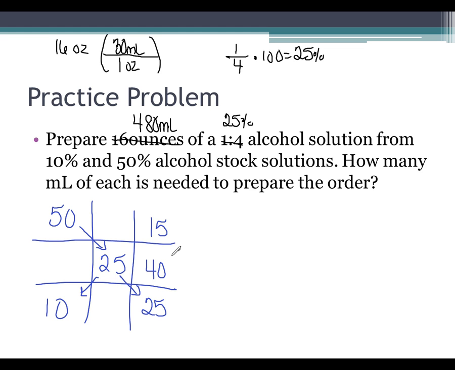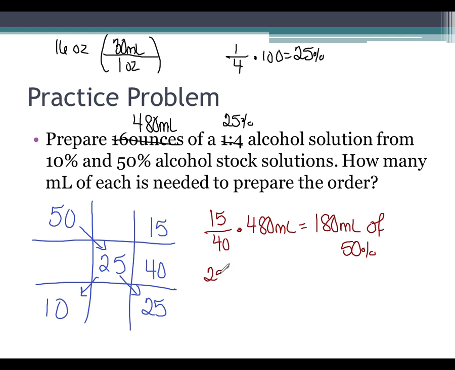Now I'm ready to calculate exactly how much of each is needed. So I have 15 over 40. I'm going to multiply that by the 480 mLs I'm making, and that comes out to 180 mLs of my 50%. I'm going to do the same thing for my 10%. I'm going to take the parts of my 10% over my 40, multiply that by 480 mLs, and that comes to 300 mLs of my 10%. When I add those quantities together, I total 480.